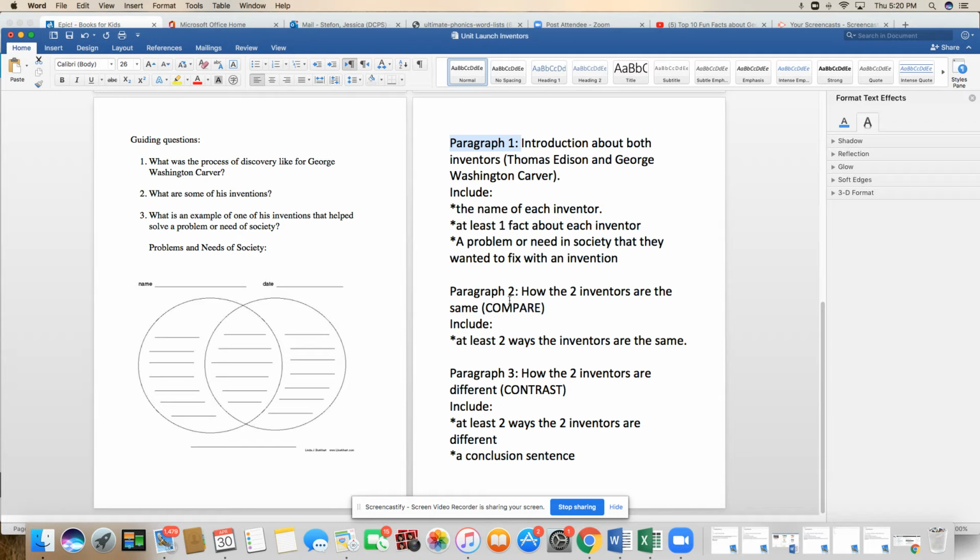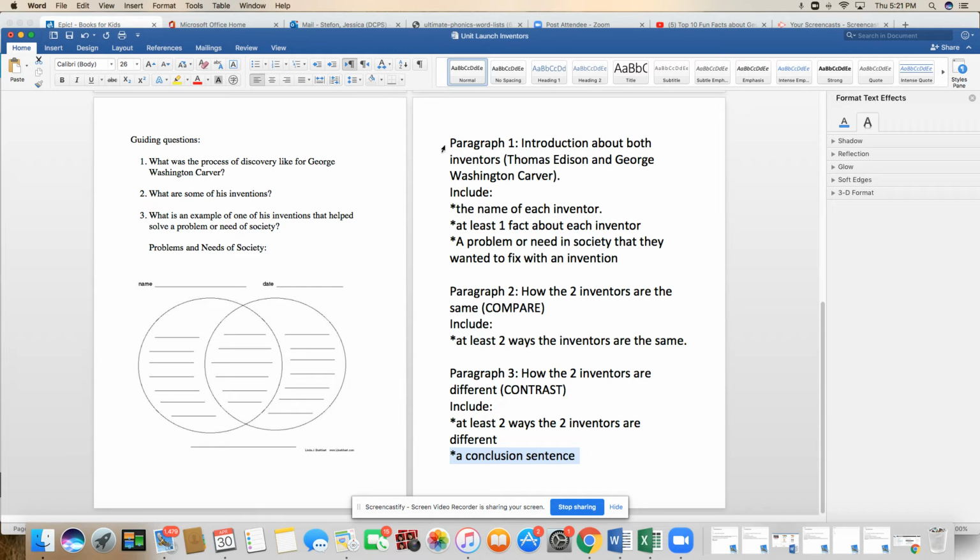In paragraph 2, this paragraph is going to be your compare paragraph, how the two inventors are the same. And in that paragraph, you need to include at least 2 ways the inventors are the same. In paragraph 3, this is going to be your paragraph about contrast, how the two inventors are different. And be sure to include at least 2 ways the inventors are different. And always, always, always put your conclusion sentence.